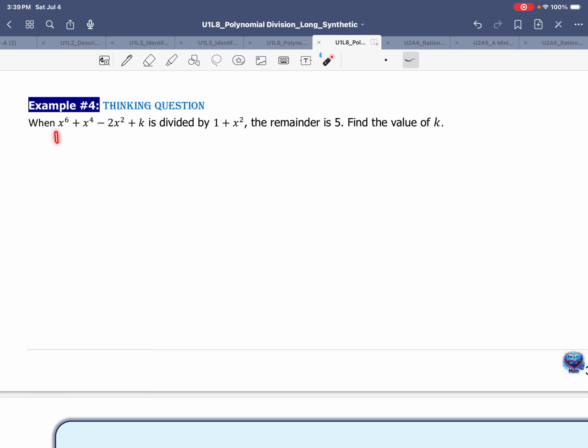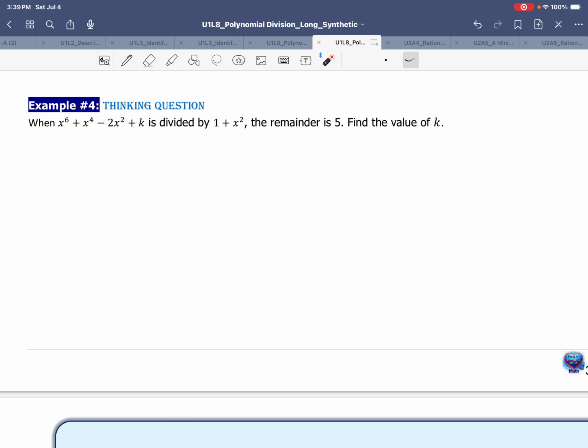So what we are given here is a polynomial x to the power 6 plus x^4 minus 2x squared plus k, divided by 1 plus x squared. Now the remainder is 5 and we have to use all this information in order to find the unknown coefficient k. The first step is to set up the polynomial for long division.